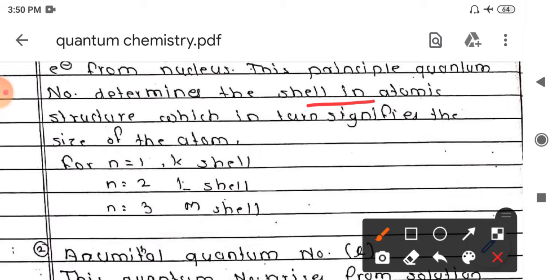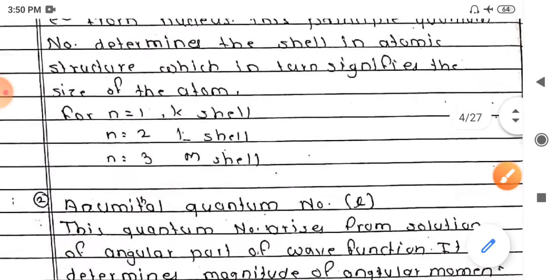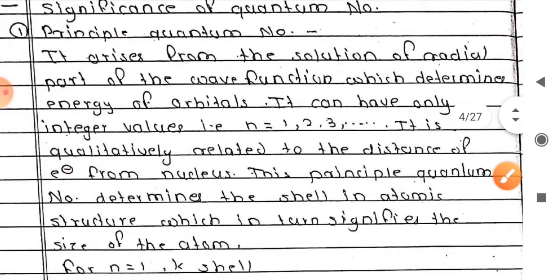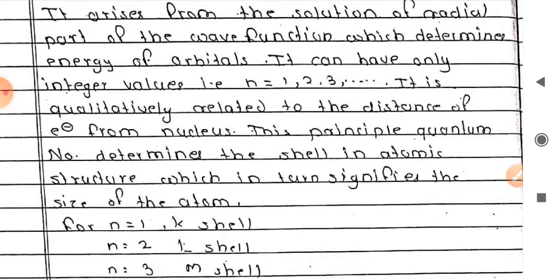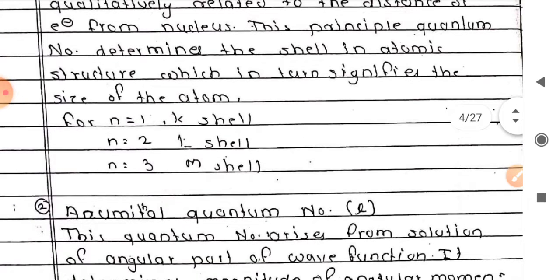These shells can also be represented by capital letters like K, L, M. For n equals 1, we say the electron is present in the K shell. For n equals 2, the electron is present in the L shell. And lastly, it is present in the M shell when n equals 3. So this is the principal quantum number. It signifies the energy of a given electron, so if we are given the value of n, we can calculate the energy of the electron.